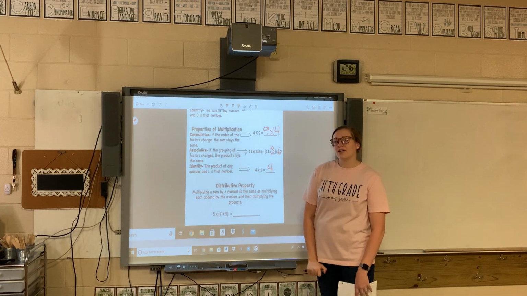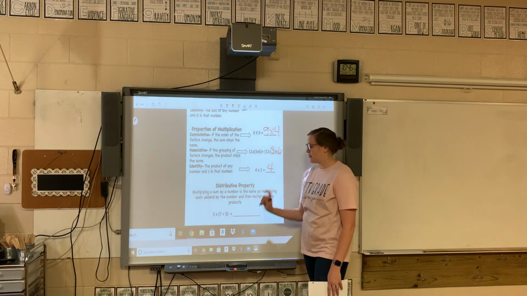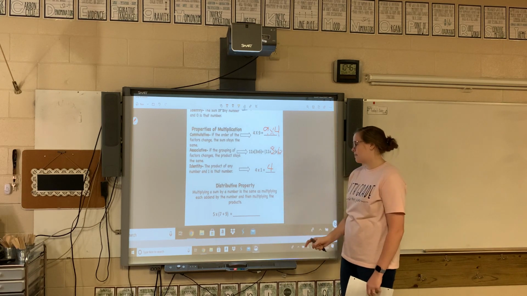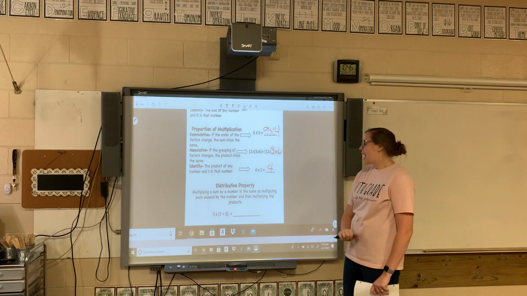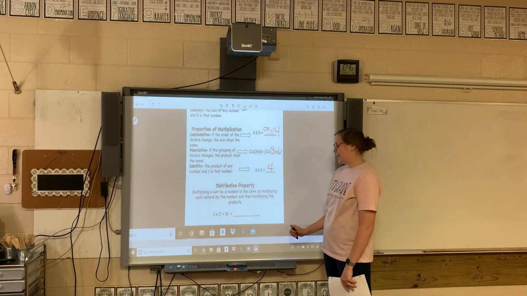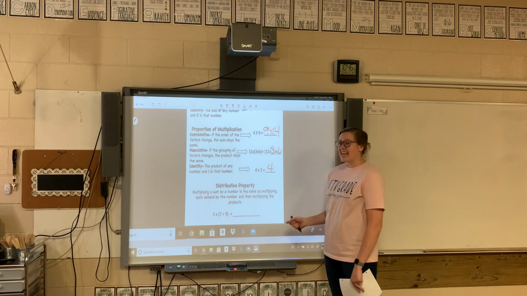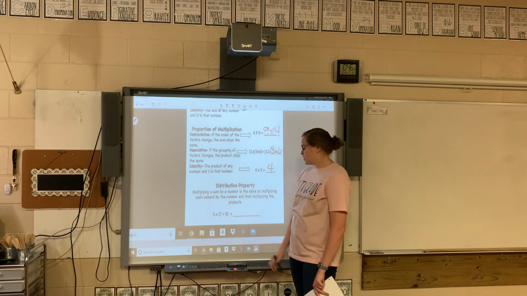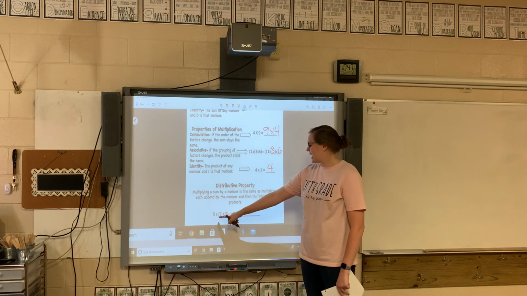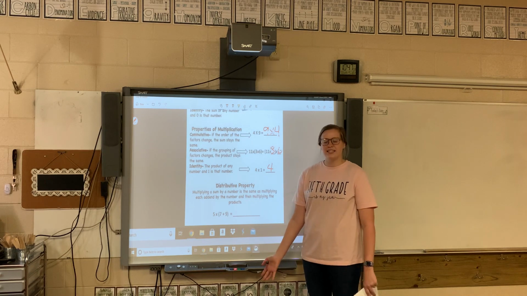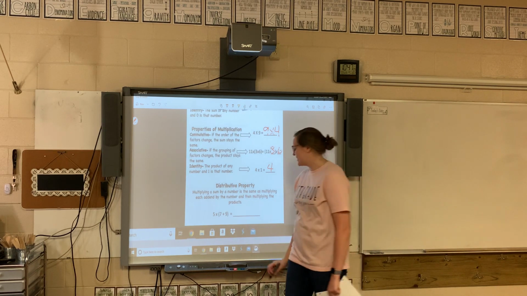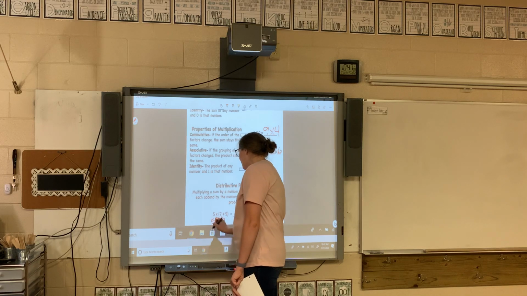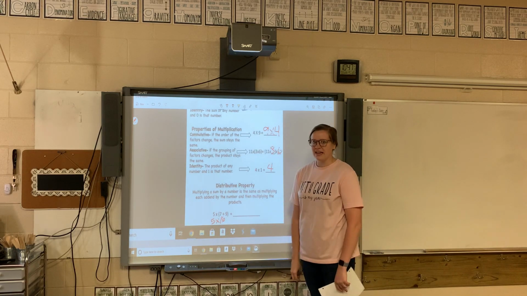Our last property that we're going to talk about today is the distributive property, and that says that multiplying a sum by a number is the same as multiplying each addend by the number and then adding the products. So one way that you could solve this problem is to say 7 plus 9. What's 7 plus 9? 16. And so I have 5 times 16.